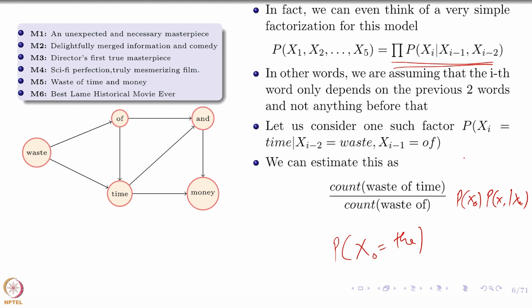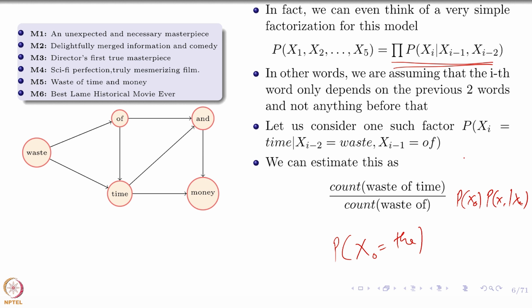Is it clear? Because you always have this first root, then the next one, and then everything else has 2 parents. The 0th word does not have a parent, the first word only has 1 parent, and after that everyone has 2 parents. Is that fine? So how will you estimate P of x0 equal to "the"? You will count the number of times "the" appears as the first word in the review. Is that fine? So you can compute all these factors.